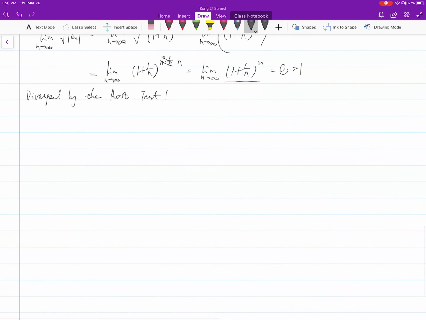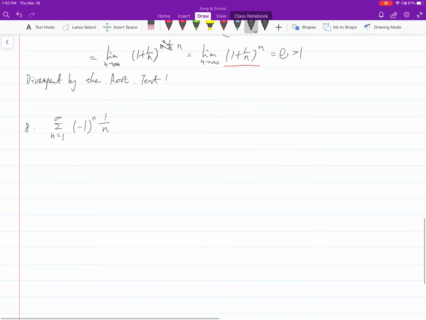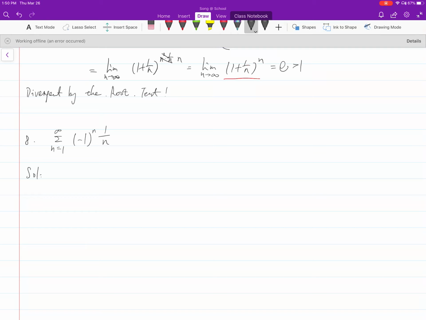Okay, finally, one last example. Sum n from 1 to infinity, negative 1 to the n, 1 over n. Like I said, this one is convergent by the alternating series test. But what happens if you apply the ratio test? a_(n+1) is nothing but negative 1 to the n plus 1, 1 over n plus 1. Limit as n goes to infinity, a_(n+1) over a_n, absolute value.